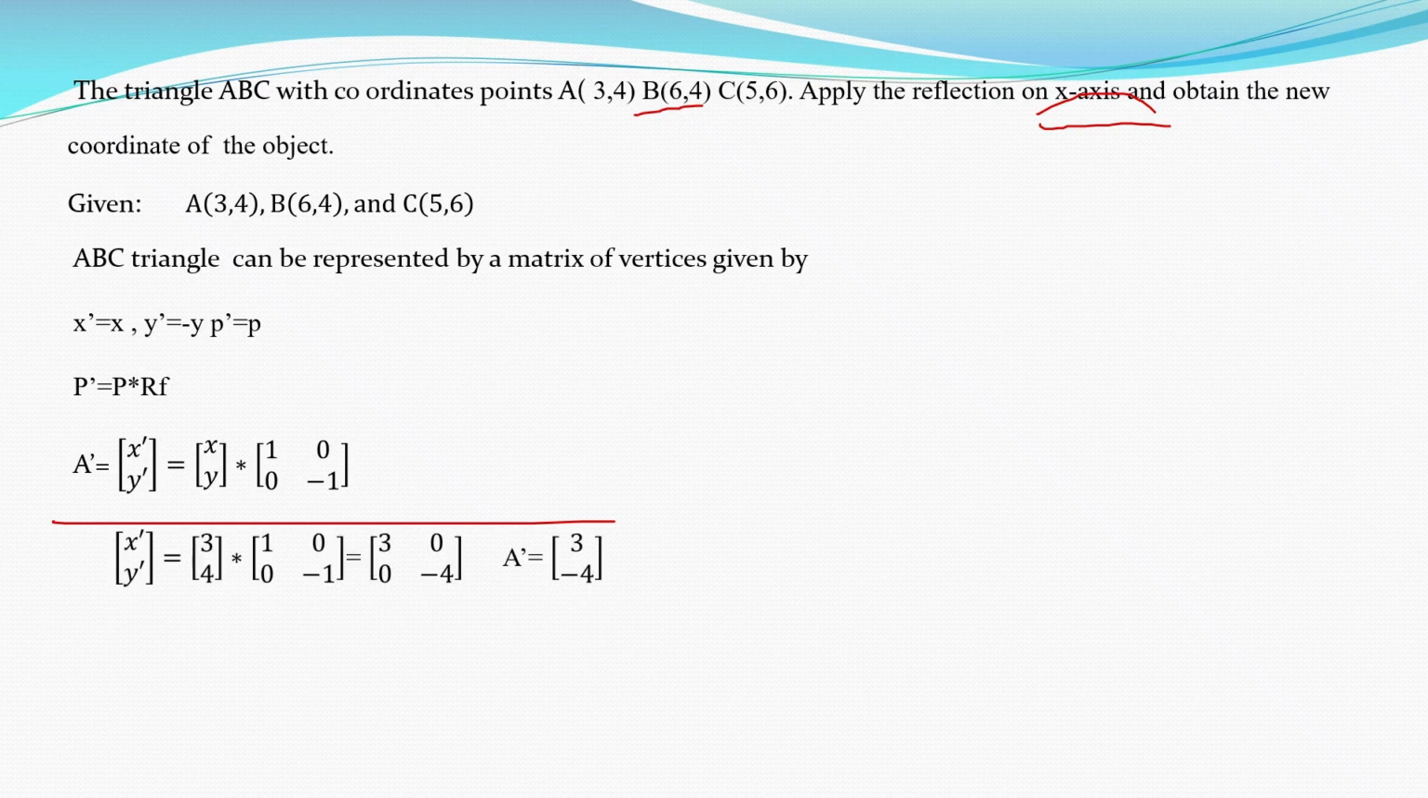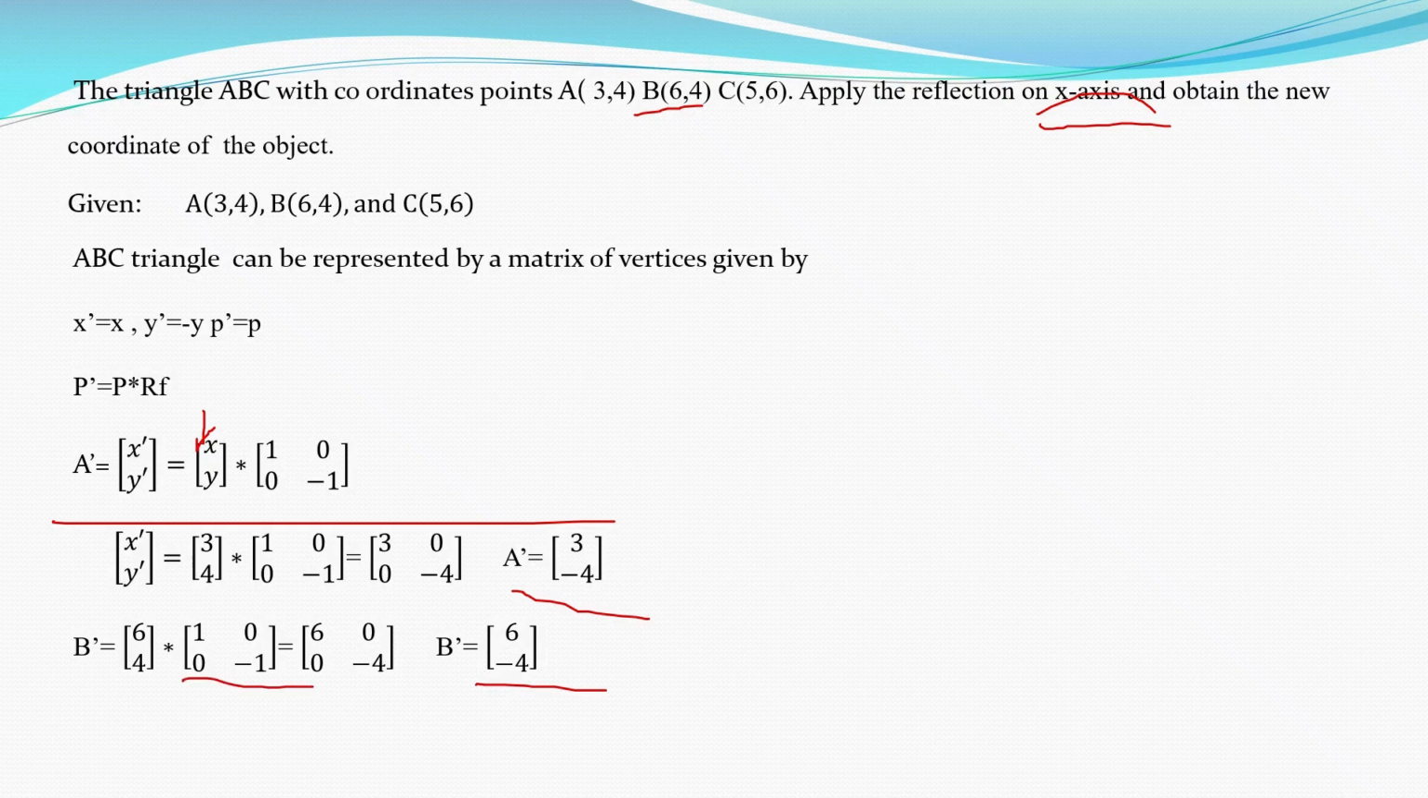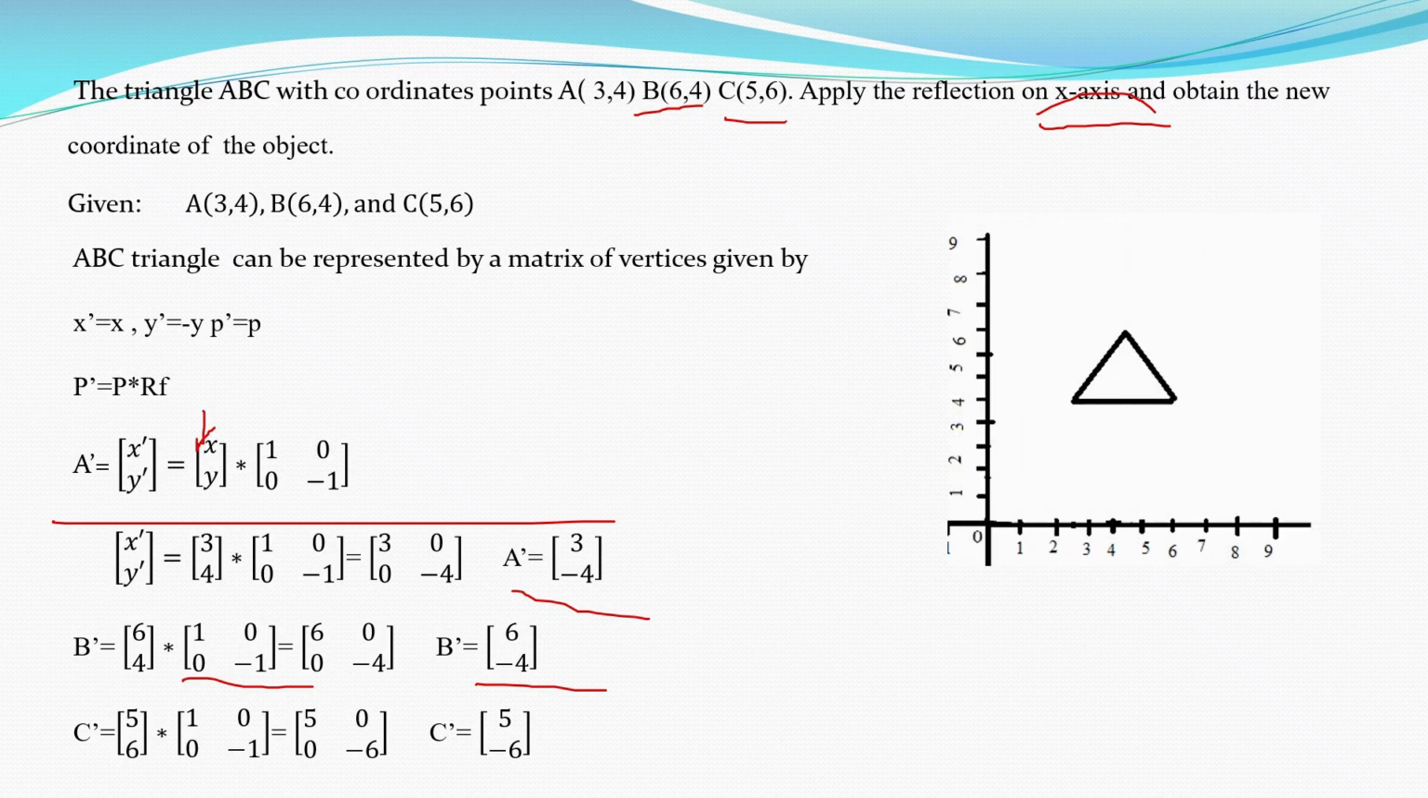What values are given for x and y? For A that is 3, 4. So we get A dash as 3, minus 4. B is 6, 4, so we get 6, minus 4, because we are performing a reflection on the x-axis. The same thing we perform for C dash, and we get 5, minus 6. How do we represent this in a graph? This is the given input graph. After reflection, we put A dash, B dash, C dash, and it forms a triangle like this.